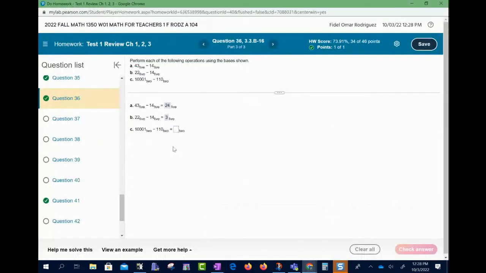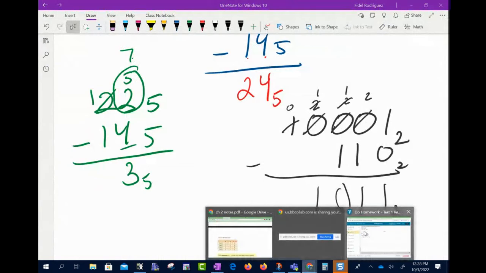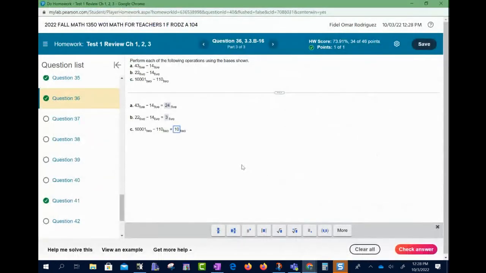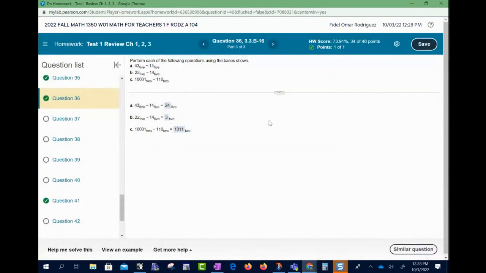So I'm going to come back to my problem, and I'm going to put 1, 0, 1, 1, and base 2. I'm going to check my answer, and we got it. And that's how I'm going to do every one of those types of problems, right? When I'm dealing with numbers in different bases.